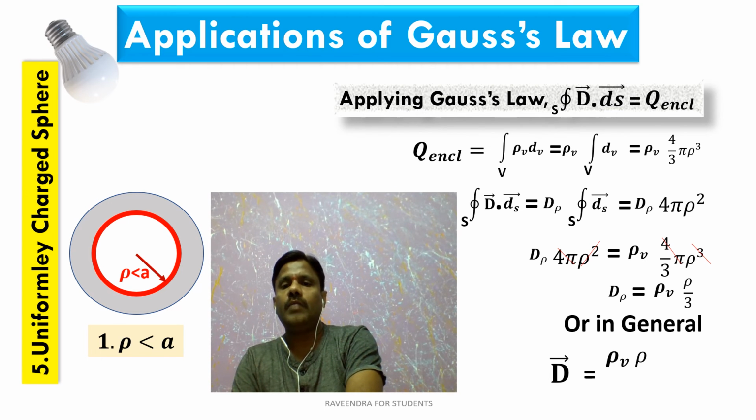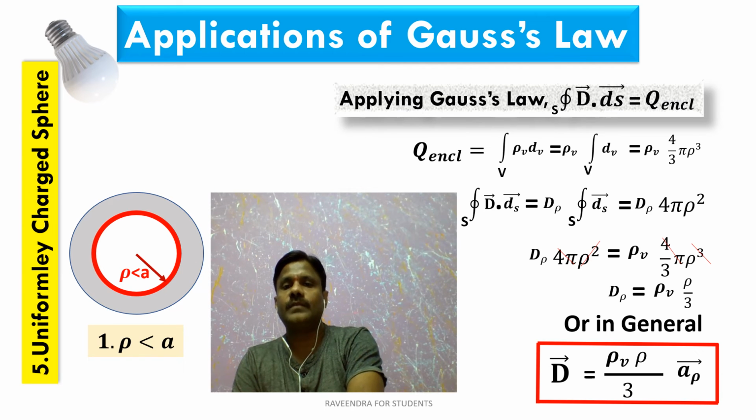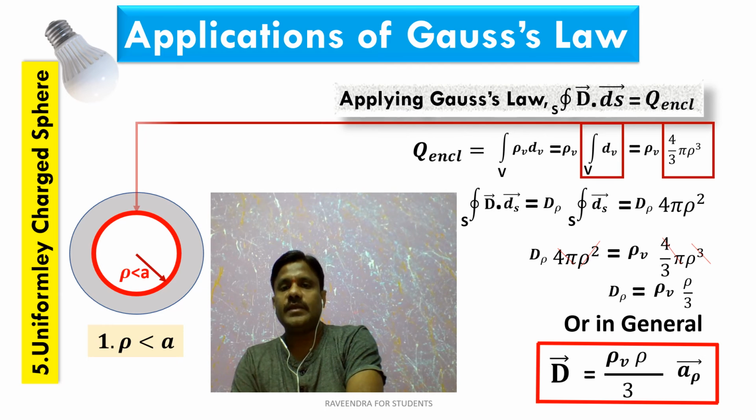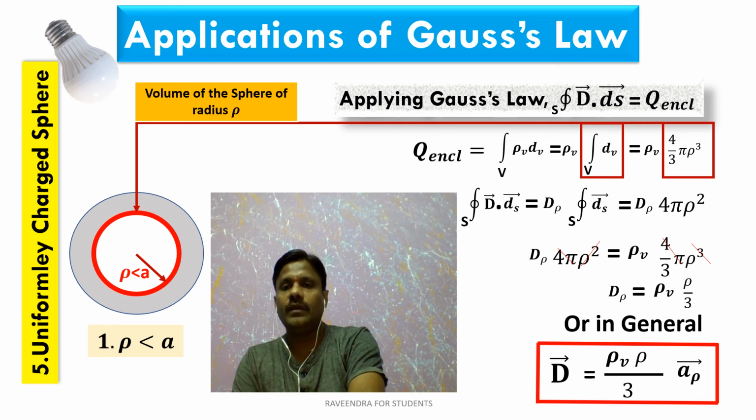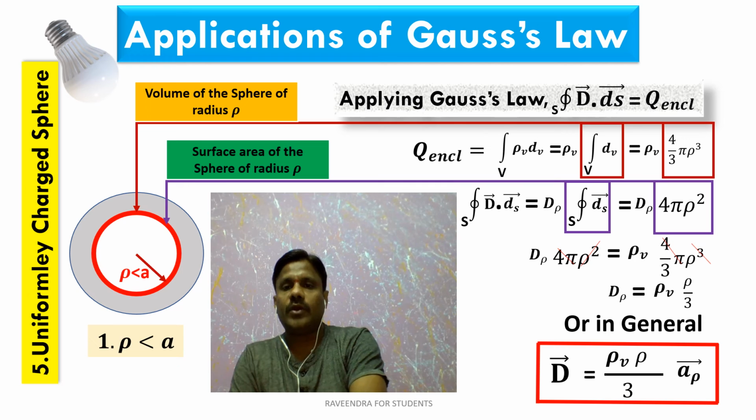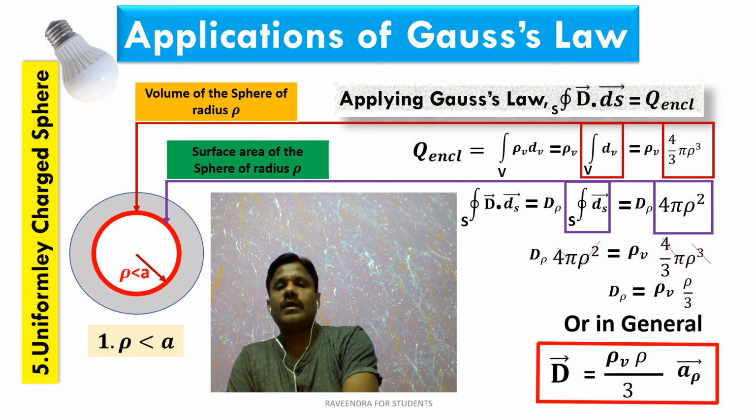or in general we can write D bar equals rho v into rho by 3, and the unit vector associated is a rho bar as shown like this. Then here also the important point is we are not evaluating the volume integral as well as the surface integral. In place of the volume integral, integral over v dv, we have considered the volume of the sphere having radius of rho, that is 4 by 3 pi rho cube. Similarly, we have not evaluated the closed integral over s ds bar also. In place of that, we have considered the surface area of the sphere, 4 pi rho square. So that is very important in this problem.